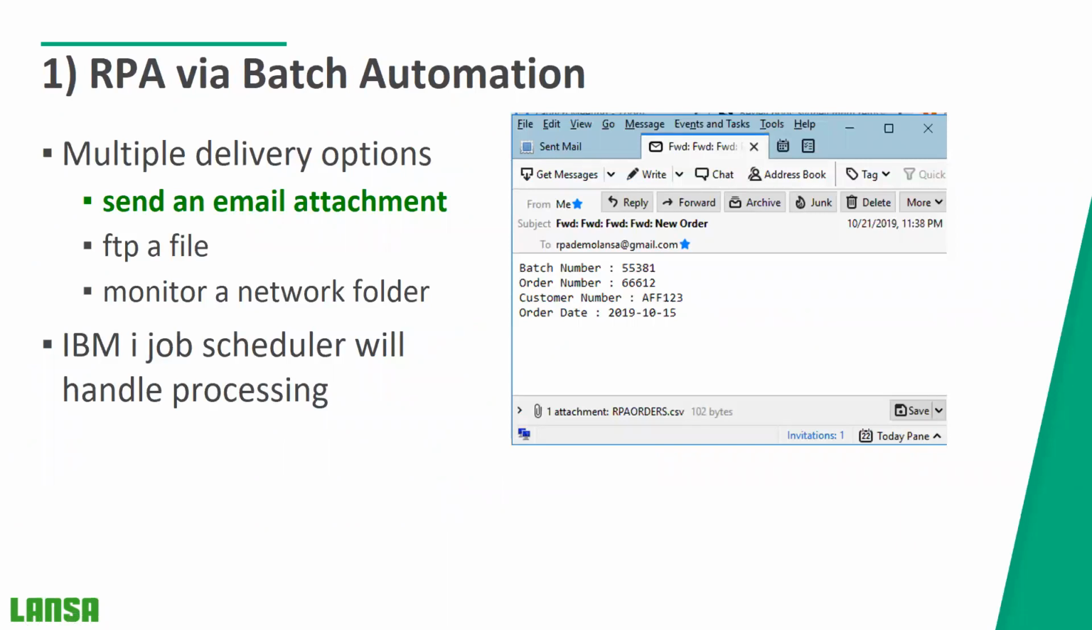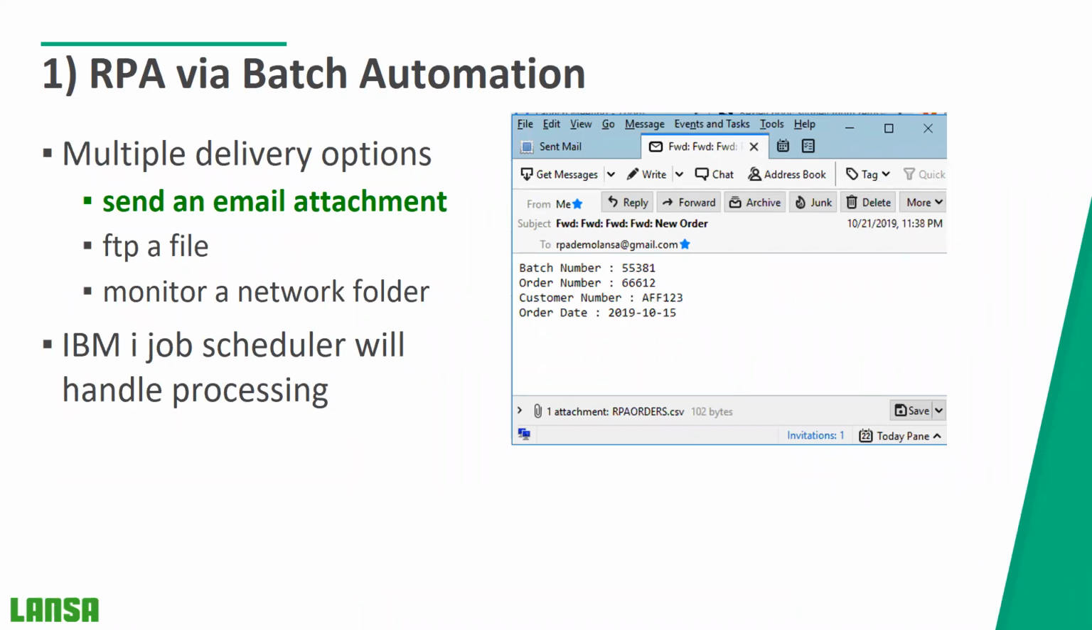Okay, so having seen how the script works, let's actually run through this with our LANSA software. This is a very simple example, RPA through batch automation. RPA can support multiple delivery options. Let's look at the simplest, an email attachment. I could have also FTP'd a file, so on the IBM i I could be picking up these files off an FTP server. Or I could be monitoring a network folder. If this is an internal application, there could be a folder on the network that people are copying these orders, or these CSVs, to, and I could monitor that folder.